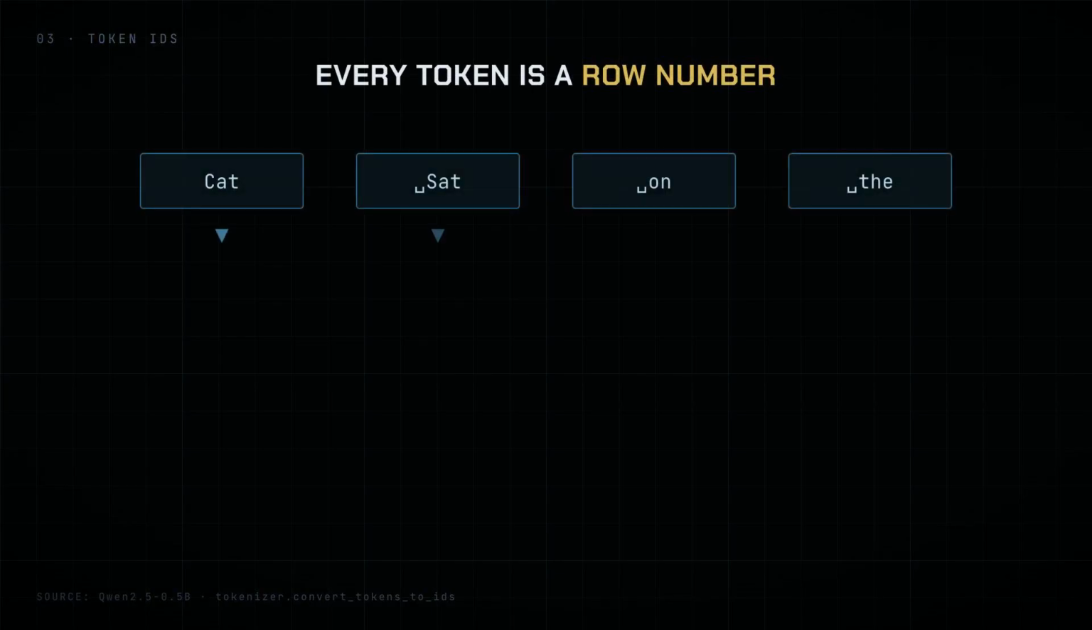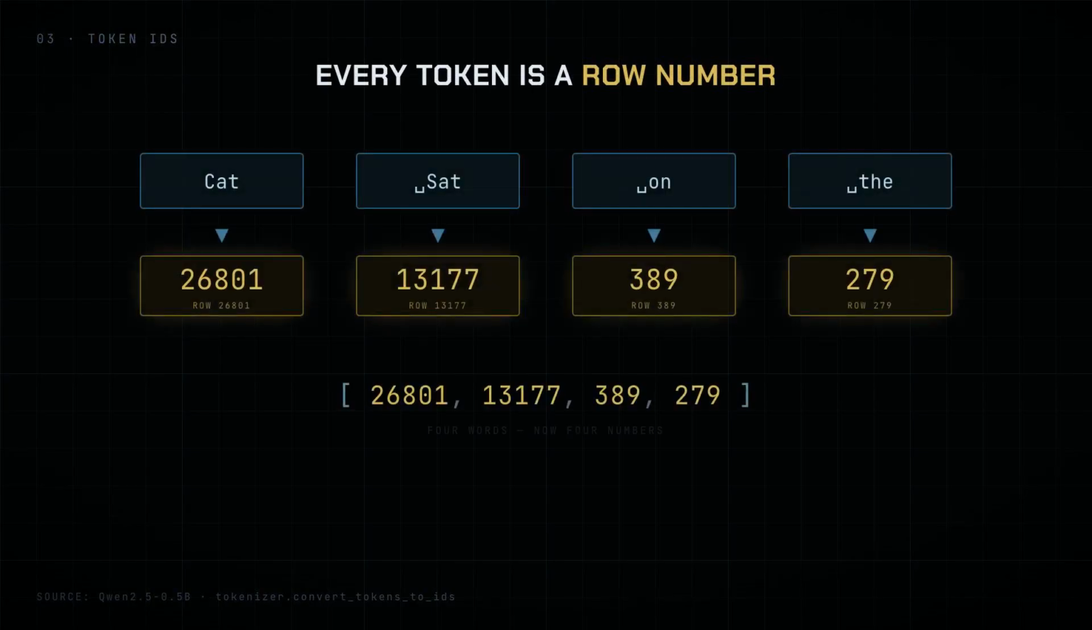Stage 3. Token IDs. Every token is just a row number in that vocabulary. "Cat" is row 26801. " sat" is 13177. " on" is 389. " the" is 279. Our sentence is now 4 numbers.